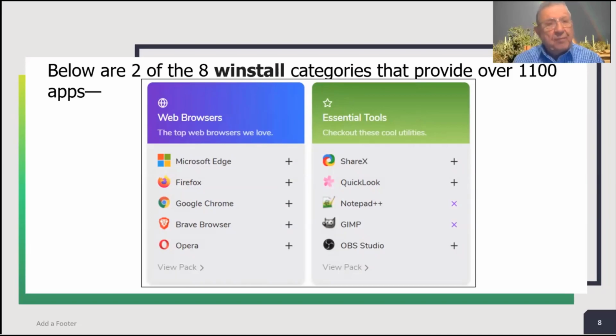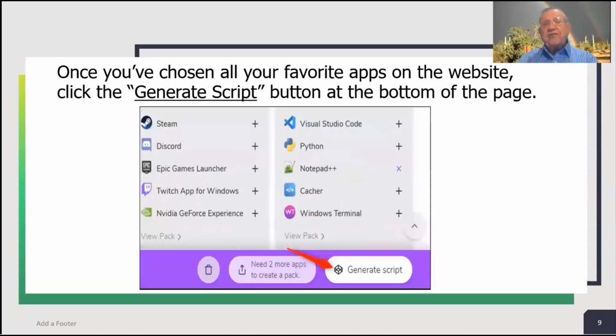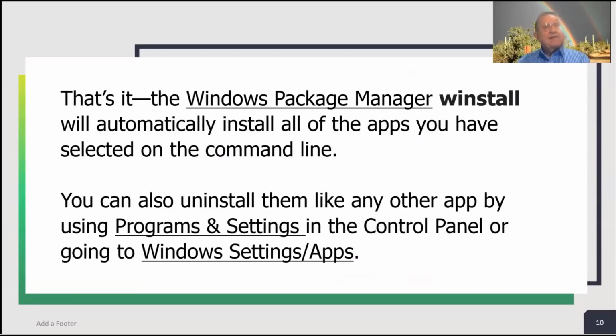And look at it under web browsers, it says the top web browsers we love. So they're kind of pushing, of course, there's Microsoft Edge first. But in small print below on both categories, you can see it says View Pack, which means you can open it up to more. Once you've chosen all your favorite apps on the website, click the Generate Script button at the bottom of the page. Note the red arrow where it says Generate Script. That's it. The Windows Package Manager Winstall will automatically install all of the apps you've selected on the command line.